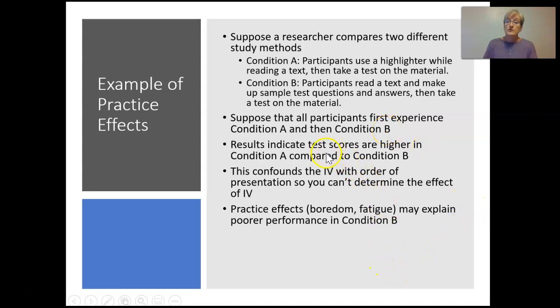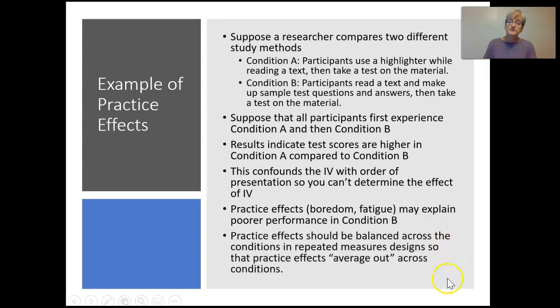If you have scores higher on A than B, it may be boredom and fatigue, which are also practice type effects or effects of time that could be a confound and interfere with your ability to determine the impact of your independent variables. So what do you have to do in order to protect the internal validity of your study?